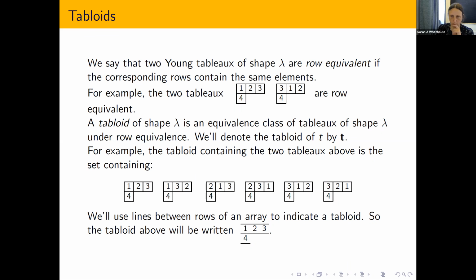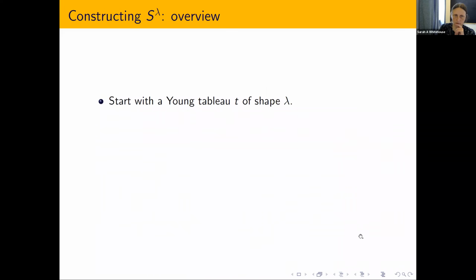What I want to do is explain a kind of recipe for constructing this thing that's called S lambda, and it's the irreducible representation of the symmetric group associated to the partition lambda. So that's what we would like to have our hands on, and this process is supposed to construct all of the irreducible representations S lambda of the symmetric group for you.